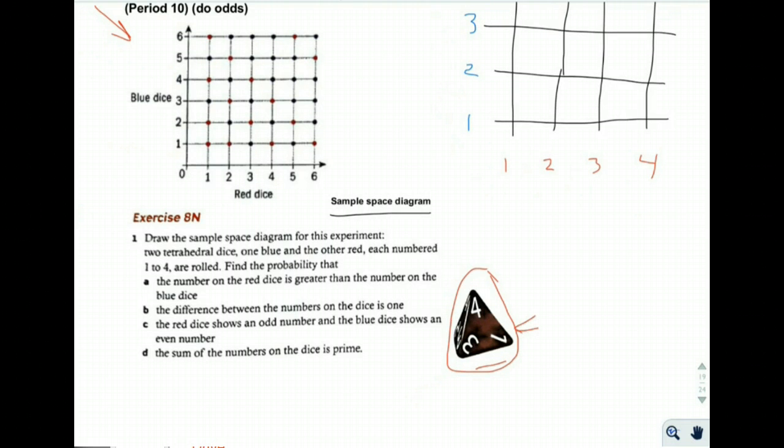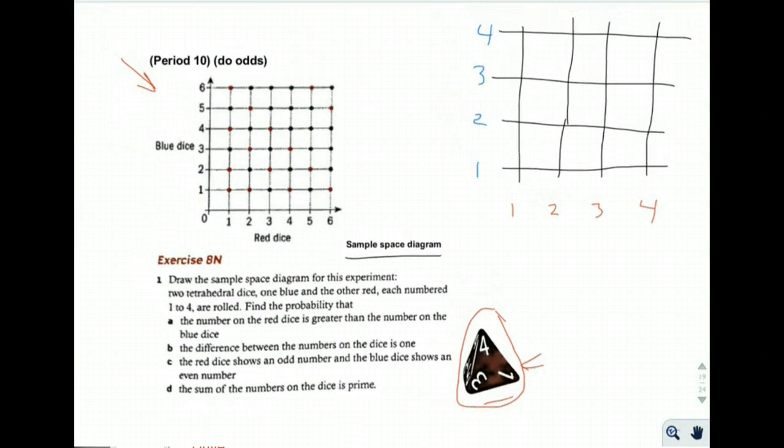Okay, so let's look at when you roll a tetrahedral dice, which rolls numbers between 1 through 4. So we have a blue dice and we have a red dice, and I made a diagram here, and I'm going to color in the intersections whenever it gets the event that I'm looking for. I'm going to color in the event that the red dice is greater than the blue dice, with the red highlighted.